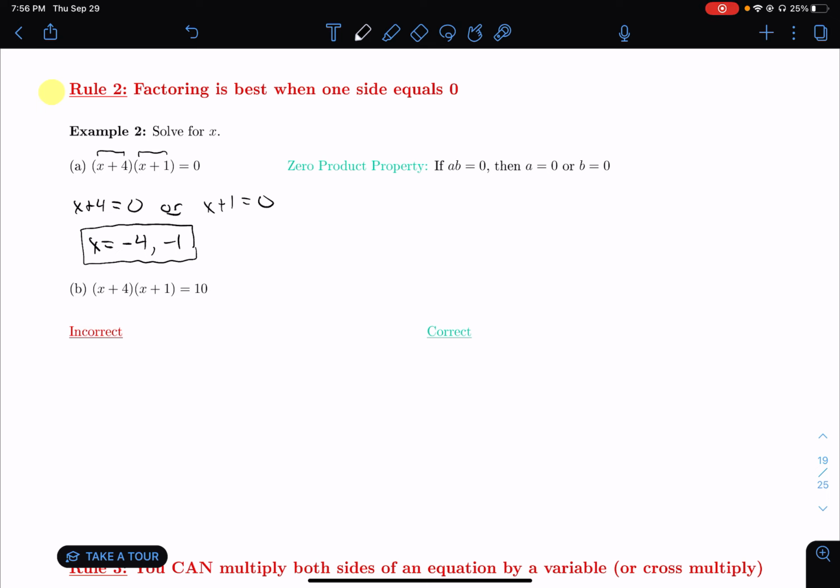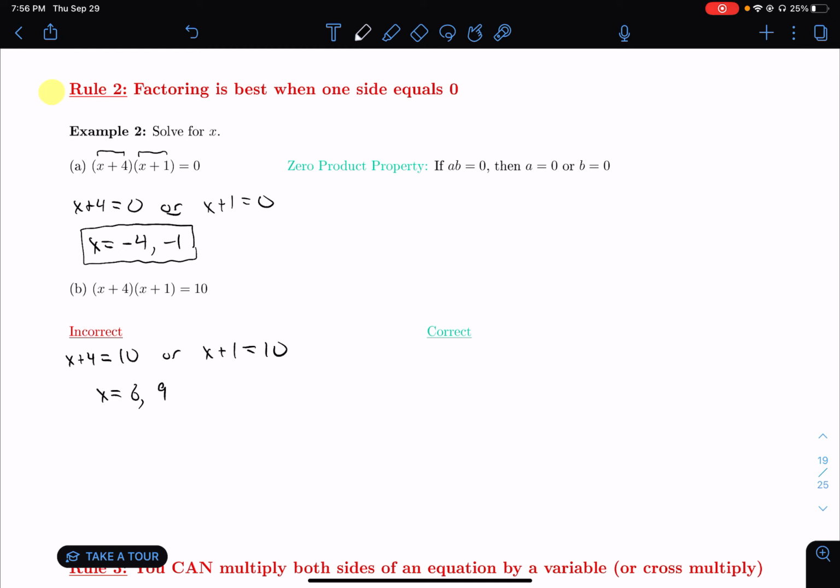In part B, I have the same thing on the left-hand side. It's factored. But on the right-hand side, I have a different value: the number 10 rather than 0. First, I want to talk about an incorrect way of doing this, a very common mistake. That's to do something very similar to what we did in A, letting each of the factors, x plus 4, be equal to the number on the right, the 10, or the second factor, x plus 1, setting that equal to 10. If I do that, subtracting the 4 in the first equation, I get x equals 6. Subtracting the 1 in the second equation, I get x equals 9.